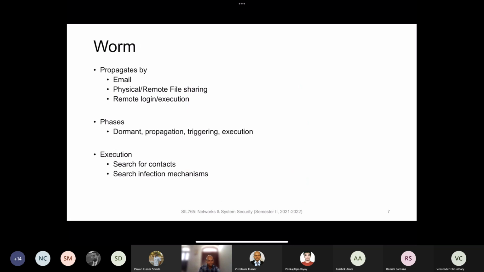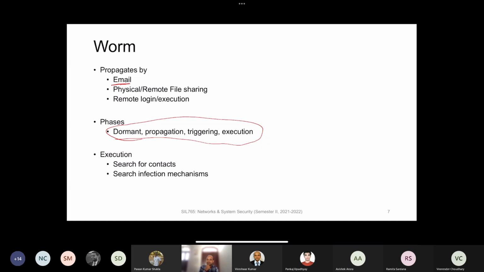Okay, so let's now talk a little bit about worms. Very intuitive and generic things. As I said, the same different phases that we talked about in terms of virus could be applied to worms as well. And some of the things you already know: how we get this malware. We can get this malware through email. So that is one way of propagating the malware.